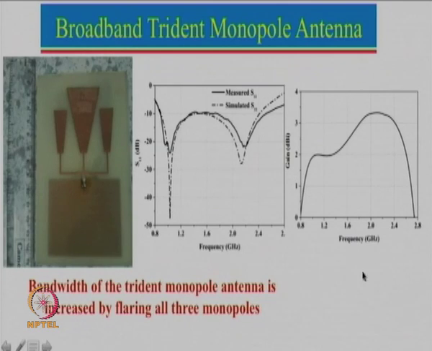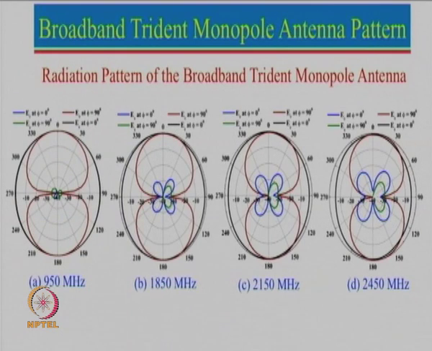Here is the gain plot also. So that is a gain variation from 0.8 to about 2.8. One can actually see that the gain of the antenna is around 2 dB at the lower frequency, but it slightly increases at the higher frequency, to close to about 3.2, 3.3 dB. But the pattern is symmetrical over the entire frequency range, and you can see that from here.